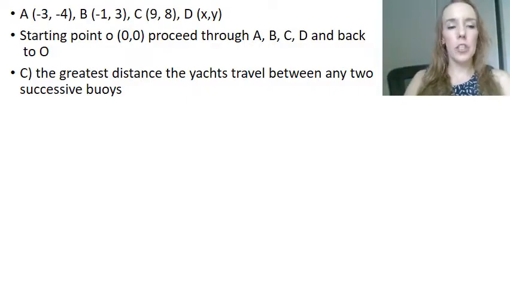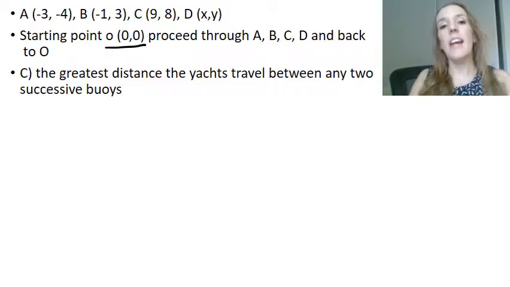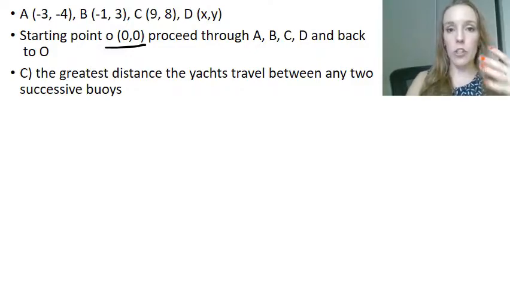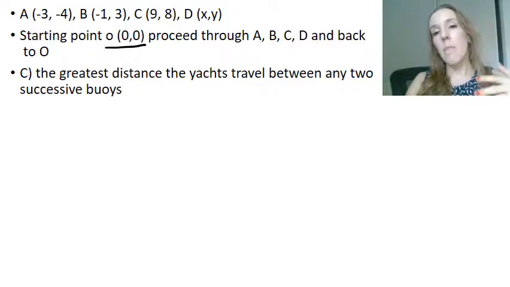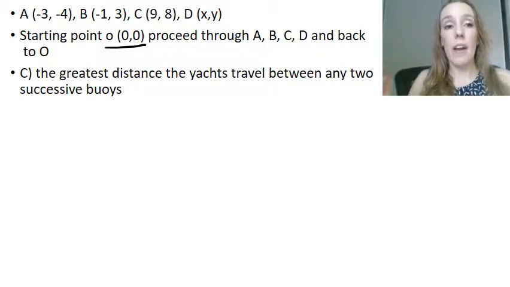Okay, so our next question is C. We had to calculate the greatest distance the yachts travel between any two successive buoys. So we know our starting point is the origin at 0, 0. They then have to go to A, then B, then C, then D, and then back to the origin. So to do this question, we just have to work out the distance between each of these points. If you've drawn that up on your graph, obviously you can calculate the distance using your graph. I'm going to show you the mathematical way to do it just because it's easier for me using the equipment I'm using, and obviously it's still a perfectly valid way of doing it.